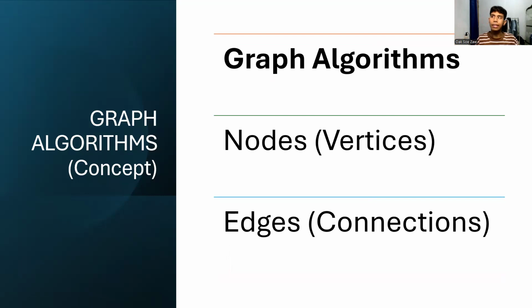Another real-life example is social media. People are nodes, and the connections are edges. So graph algorithms help us analyze these connections and find optimal paths.